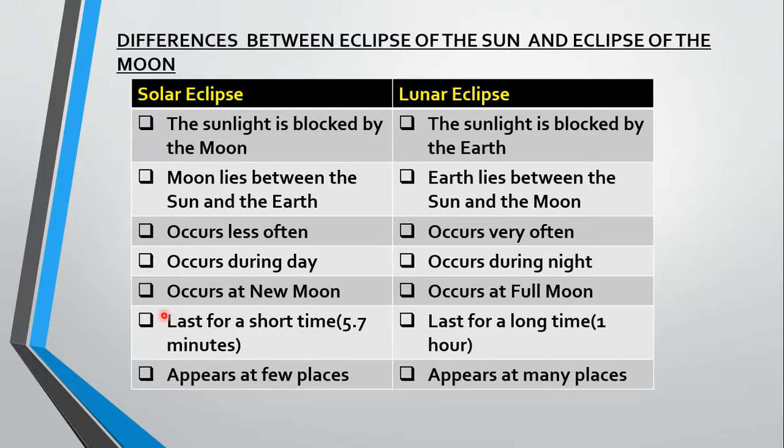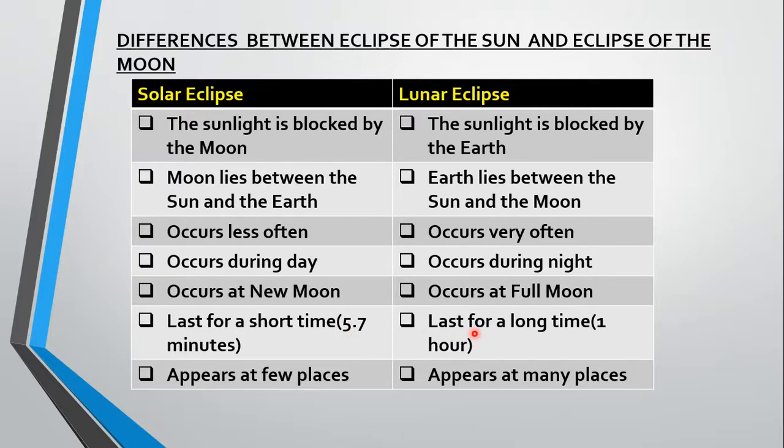Then we're looking at the phase of the moon. Remember, solar eclipse occurs at new moon, when the moon does not produce light. And under lunar eclipse, it occurs at full moon, when the moon is in its full capacity, producing light. Then we're looking at duration. That is, if it should occur, how long does it last? We're saying that solar eclipse lasts for a short time, averagely 5.7 minutes.